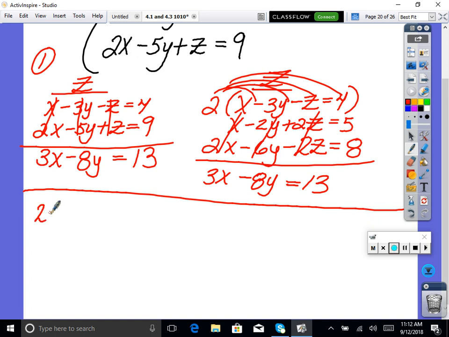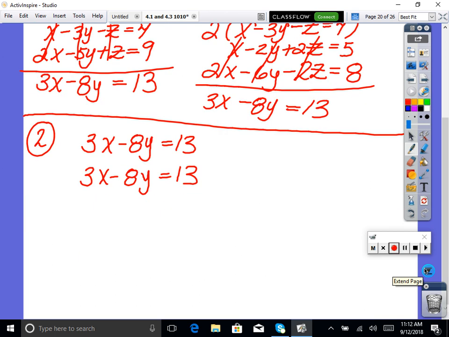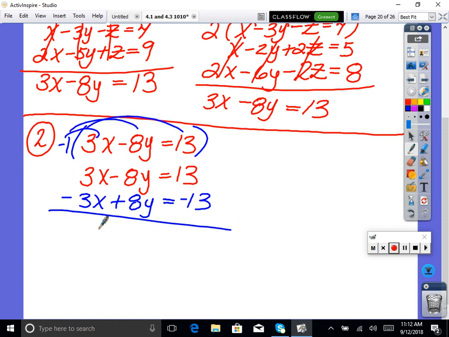So step 2. Now they won't always be this obvious, so we're going to pretend like they're not. We have 3x minus 8y equals 13, and we have 3x minus 8y equals 13. They're the same equations, so it's going to be infinite solutions. But let's pretend like they weren't; we would eliminate a variable. Let's times all of this by negative 1 and get rid of x, for example. Negative 3x plus 8y equals negative 13, because I'm distributing. And then add straight down. 0 plus 0 equals 0. Does 0 equal 0? Yes. So that's infinite.